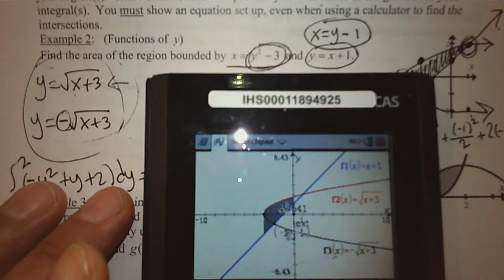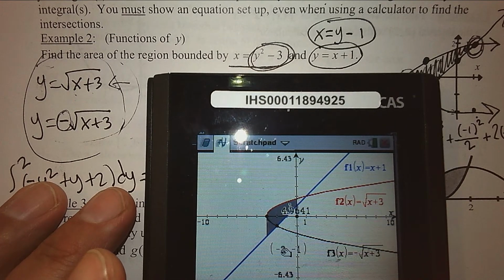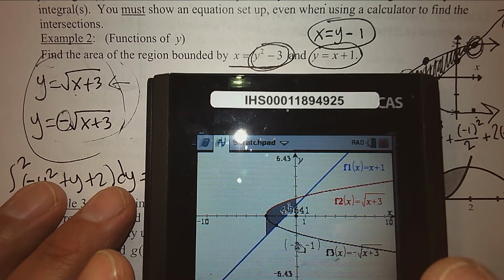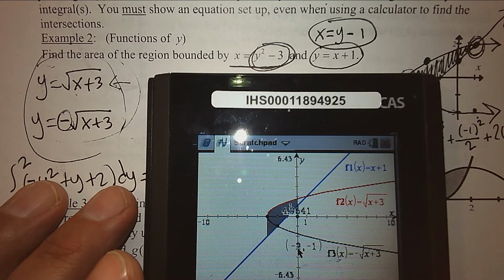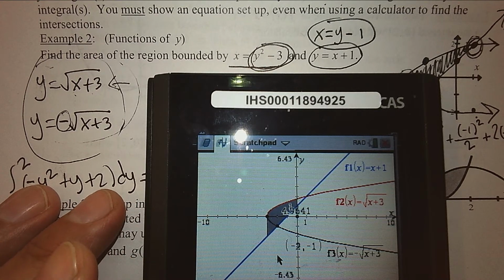Now if I can't see it, I can actually move that point, so grab it with your hands, click enter again. Oh, see if I can release. There we go, press enter to release it. Now you can actually see it's -2 and -1.